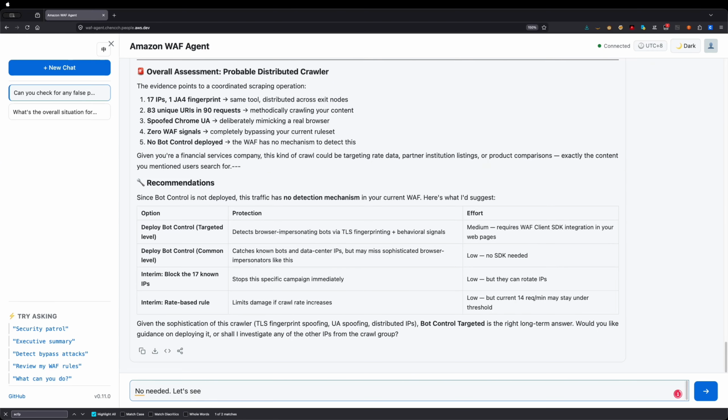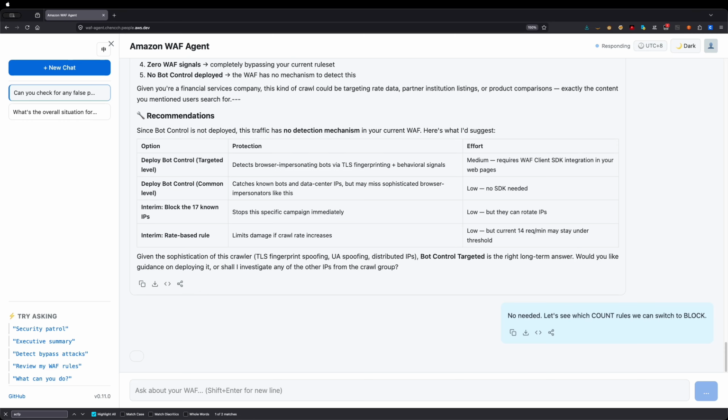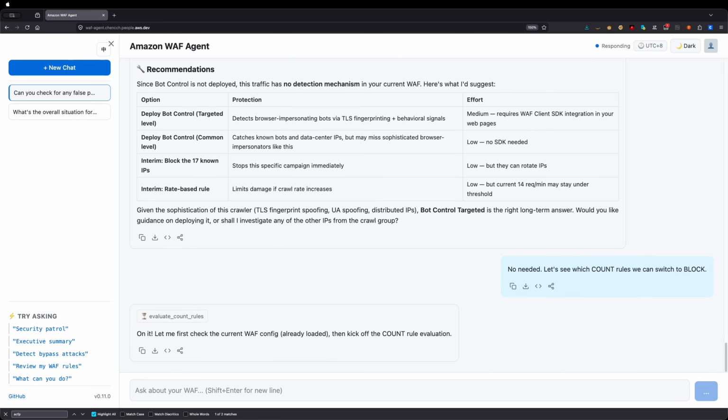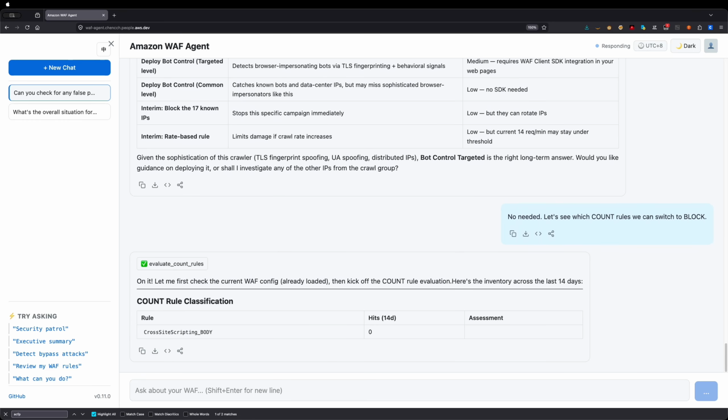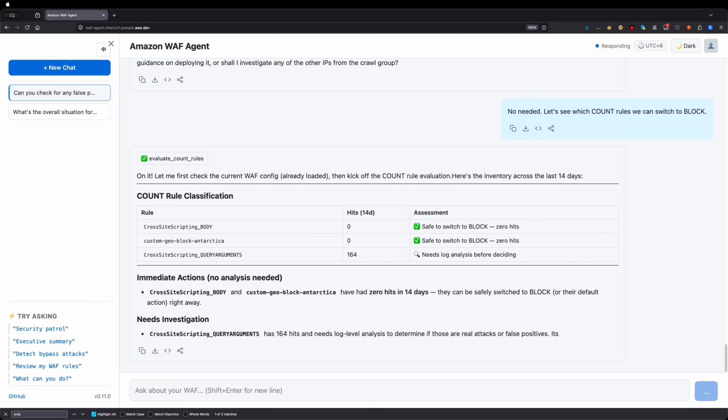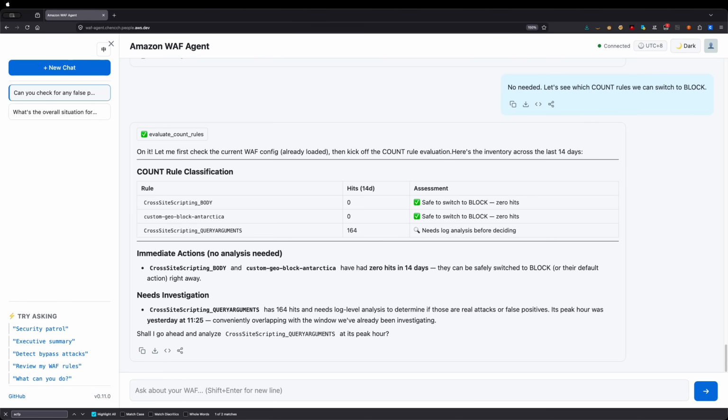I'll move on to the count to block evaluation scenario. The idea is simple. If a count rule hasn't fired in the past 2 weeks, it's safe to switch to block. Otherwise, the agent digs in before making a call. Here are the results. 2 rules can be safely switched to block, but cross-site scripting query argument needs a closer look.